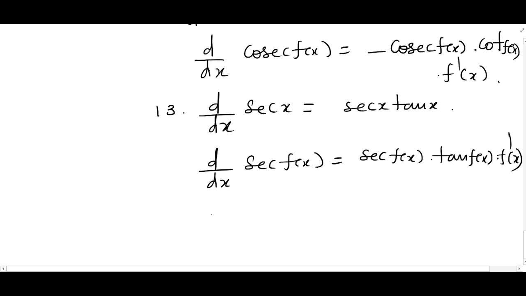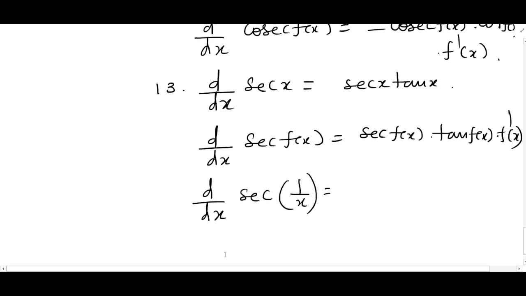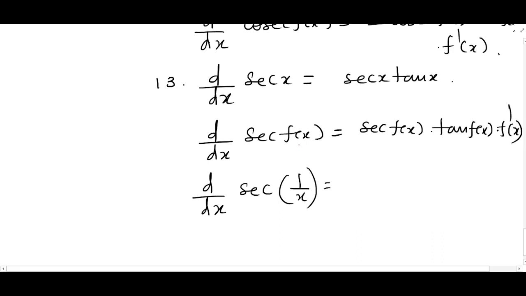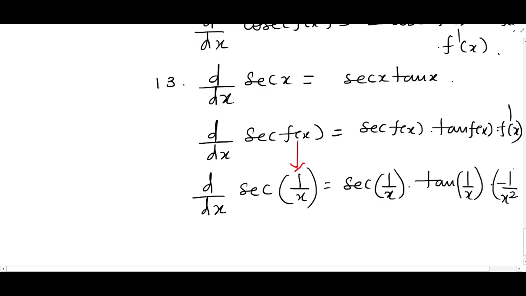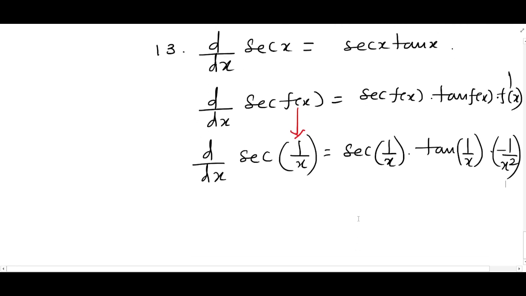So for example, I will add one more example to this. If I am taking sec 1 by x, so f of x I am taking here as 1 by x. So the derivative becomes sec 1 by x into tan 1 by x. Now again the derivative of 1 by x is minus 1 by x square. This we have seen earlier.